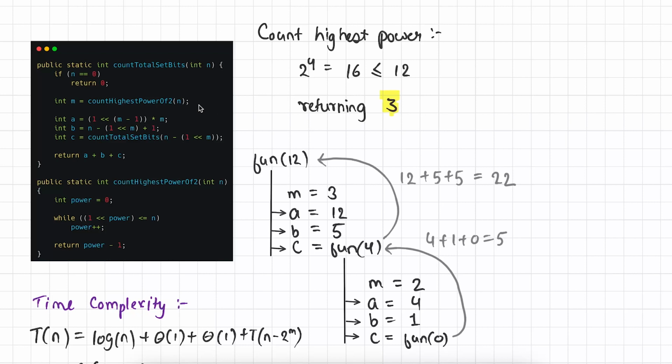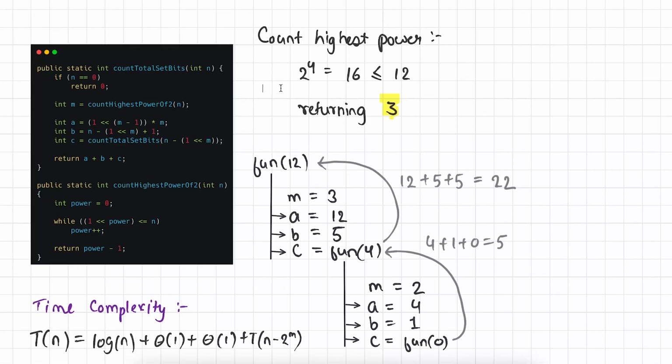Alright, so we know how the countHighestPowerOf2 function works. So let's quickly dry run this code and see how it works. When we call this function, the first line checks if n is equal to 0 or not. In this case, n is not equal to 0 because the value of n is 12. The next step is counting the highest power of 2. In this case, the highest power m comes out to be 3. Correct? In the next step, we are doing 1 left shift (m minus 1) times m, and that is equal to 2 to the power (m minus 1) times m.